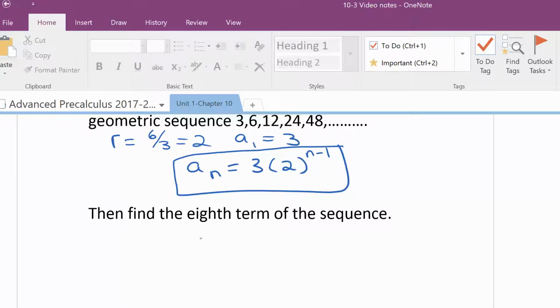To find the 8th term of the sequence, you would substitute in 8 for n. So it's 3 times 2 to the 7th. So when you multiply 3 times 2 to the 7th, you get 384.